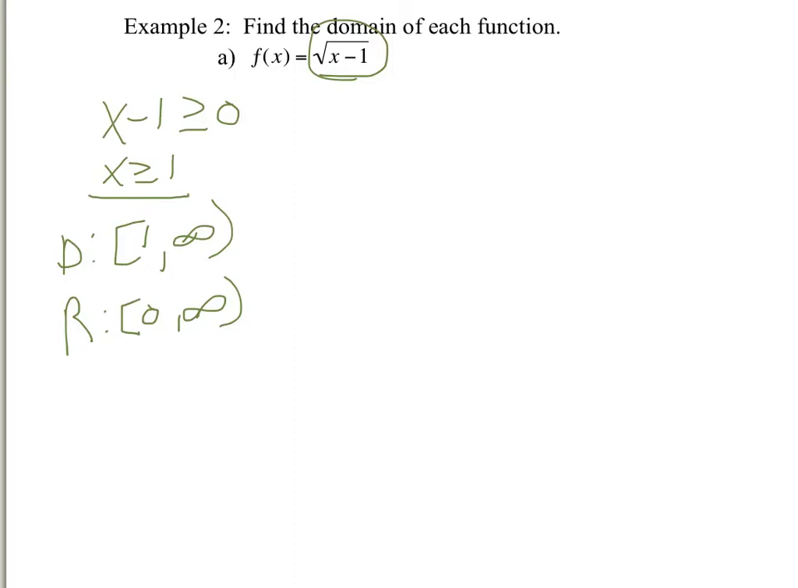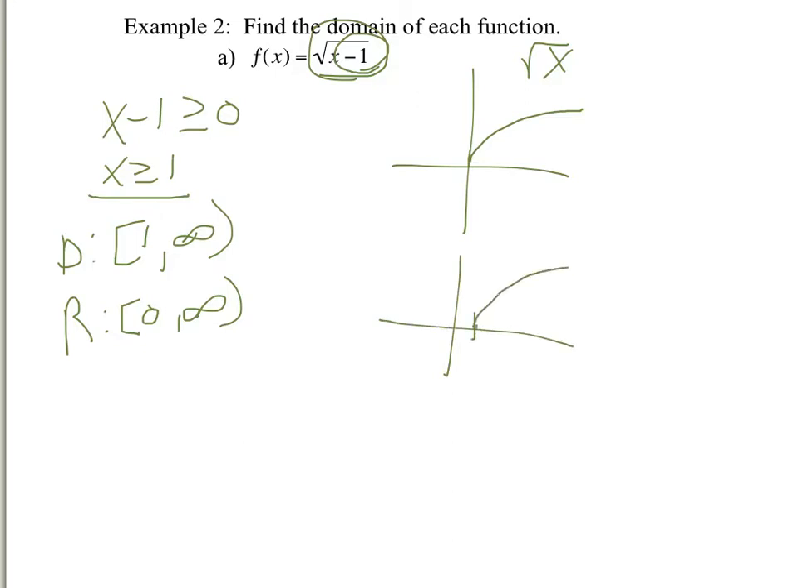I know that the basic square root of x graph looks something like this. Using my transformations, I know that this -1 inside of the function has shifted it to the right one, but it has not actually changed any of the heights of the graph. It's only shifted it to the right, so my heights stay the same. So this will still start at a height of 0 and continue on to a height of infinity.